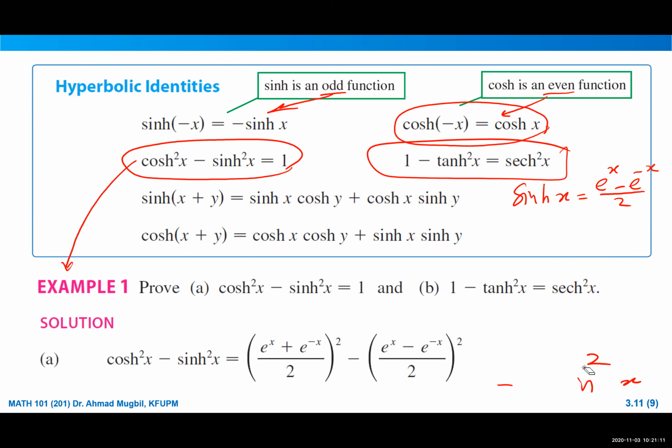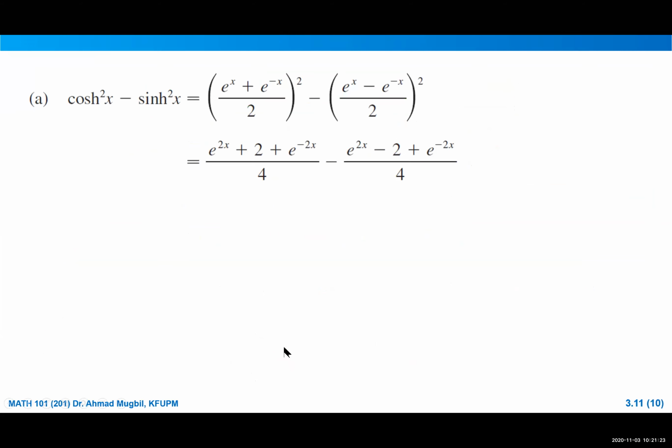To prove it, you need to use the definition of what they are. So what is cosine? Here it is. What is sine? Here it is. Now what you need to do is just do algebra: expand, square. When you square this one, be careful. It will be the square of the first one, here it is, e to the power 2x. Now when you multiply this by 2, it will be 2 times e to the power x times e to the power negative x.